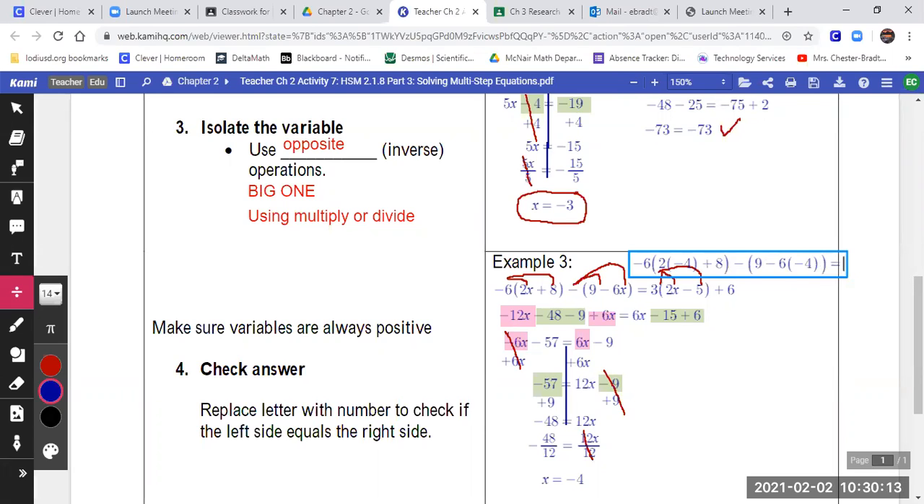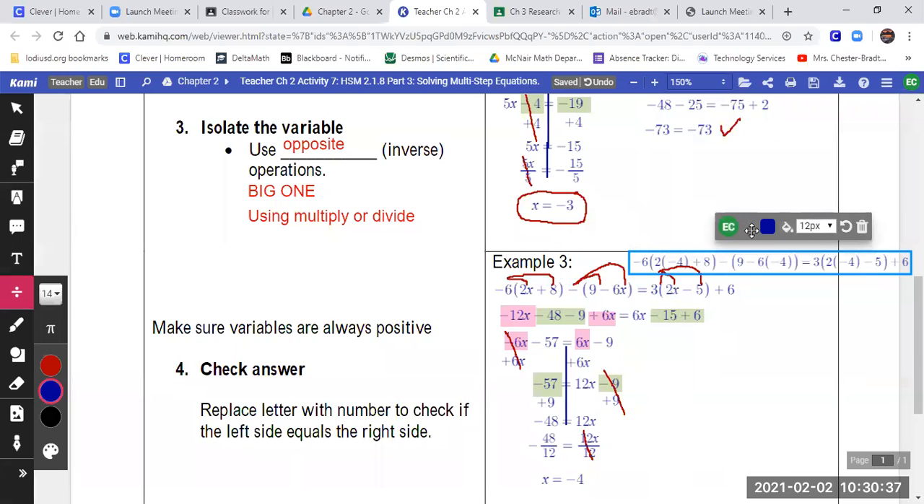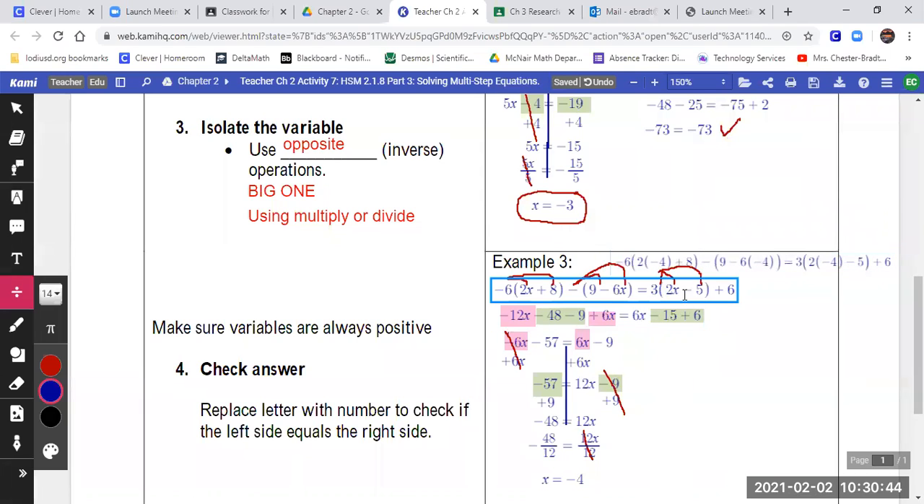And that has to equal 3 times 2 times negative 4. Close that one, subtract the 5. Close that one, add the 6. Change the size of the font because it's too big for what we want. So I didn't do anything new. I just replaced all of the x's in my original problem with that negative 4 that we just solved.